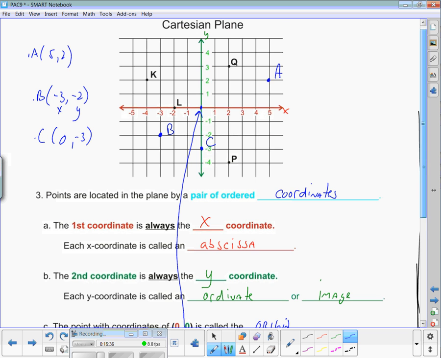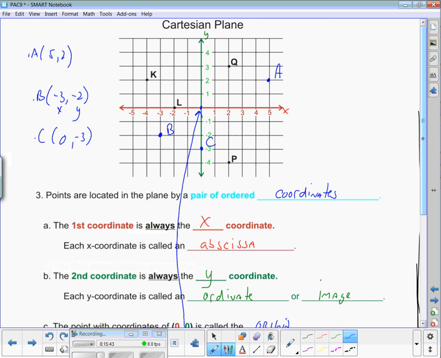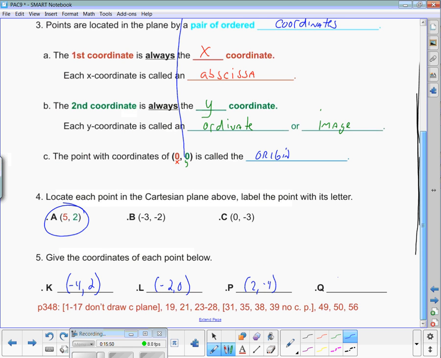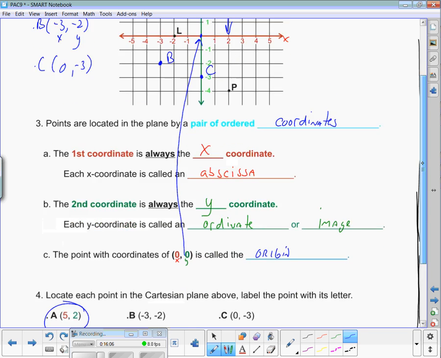P is at (2, -4). And where's Q? What do you have for Q? I hope you have (2, 3). X value of 2 and a y value of 3. Again, Q has an x value of 2 and a y value of 3, right? Always list the x first, the abscissa, and the y second, the ordinate.